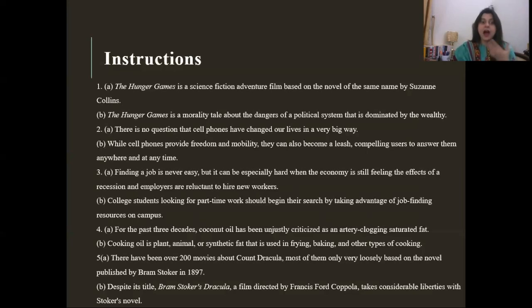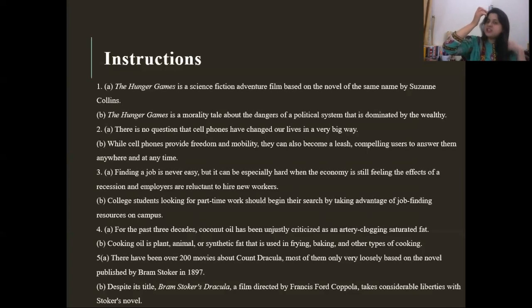Now, when we read the B thesis statement of the first topic, we know more about the movie. What is it about? What does the writer think about the movie? He or she believes that it's a morality tale about the dangers of a political system that is dominated by the wealthy. So this is the writer's stance. Are you getting my point? So this is how the thesis statement has to be focused and specific.